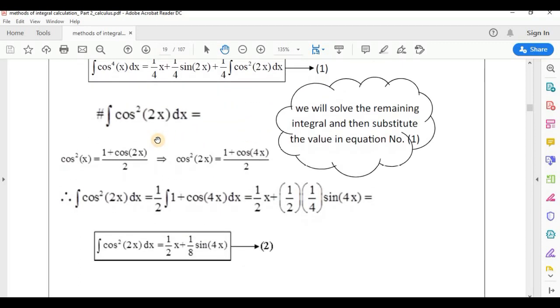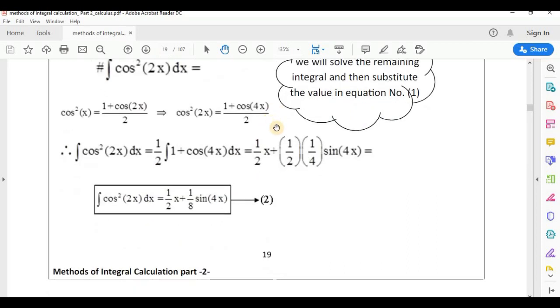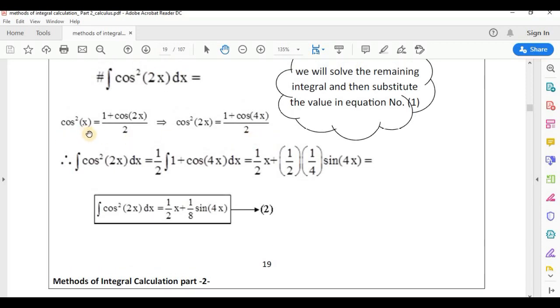How will we solve it? Same again. We will repeat the same step. Why? Because we have even power. For cosine, we will use the double angle relationship, cosine square equal 1 plus cosine 2x all divided by 2. This is the formula, but notice here we have 2x, so the angle will become 4x. Be careful for this point. The formula is x becomes 2x, but when the question has 2x in the integral, then it will become 4x.